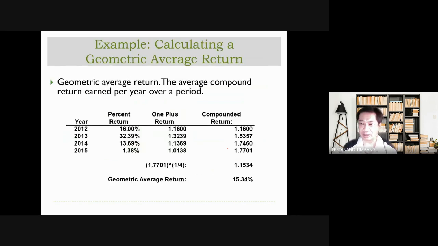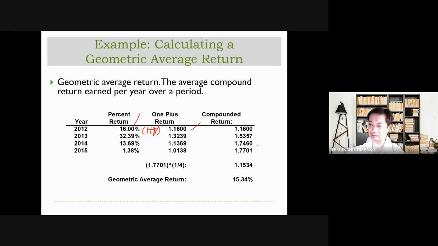So what about the geometric average return? Using the previous example, we simply put 1 doon sa 16%. So kaya siya naging 1.16, 1.32, 1.13, 1.013, no? Kasi itong 16%, di ba, 0.16 yan. So dadagdagan lang natin yan. Kumbaga, ito yung 1 plus R. Ang hirap magsulat, no? Ayan, 1 plus R. So ito na yun: 1.16, 1.32, 1.13, then 1.013.